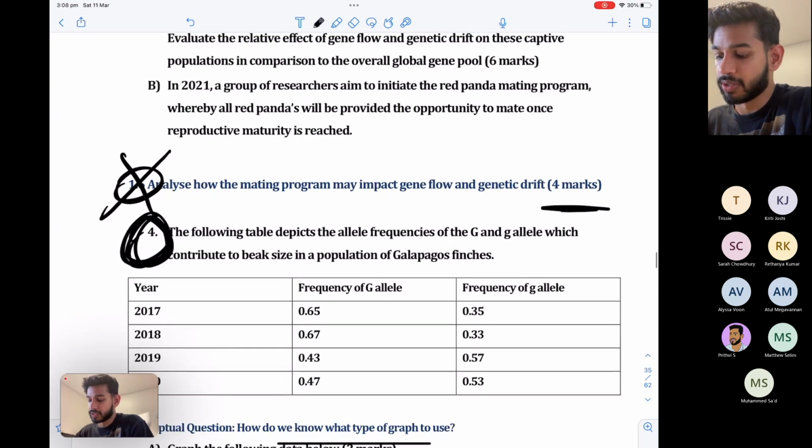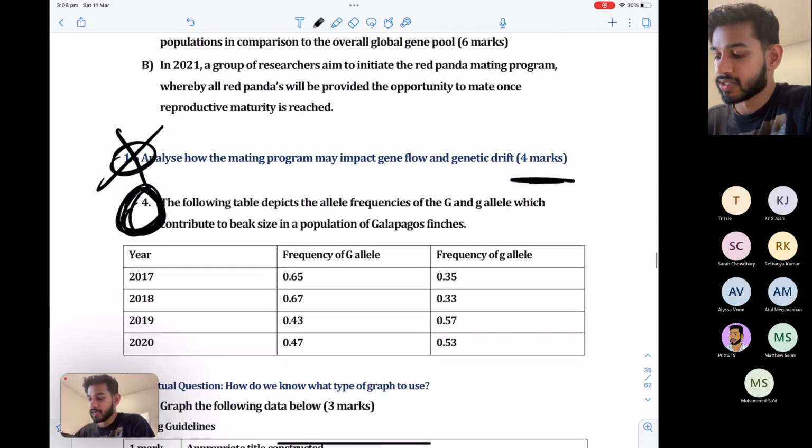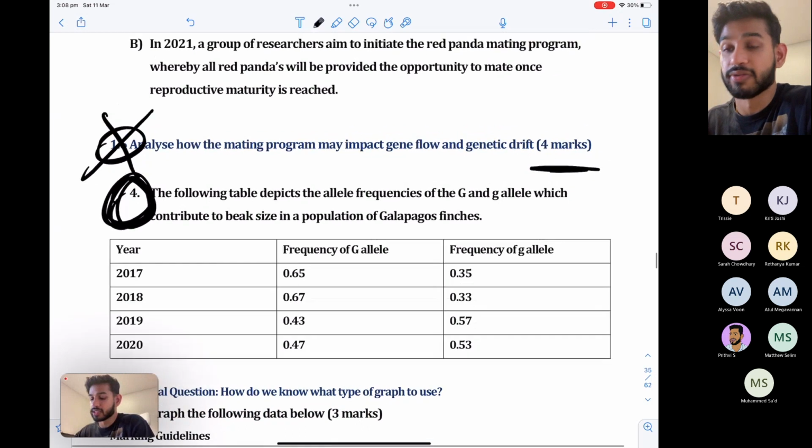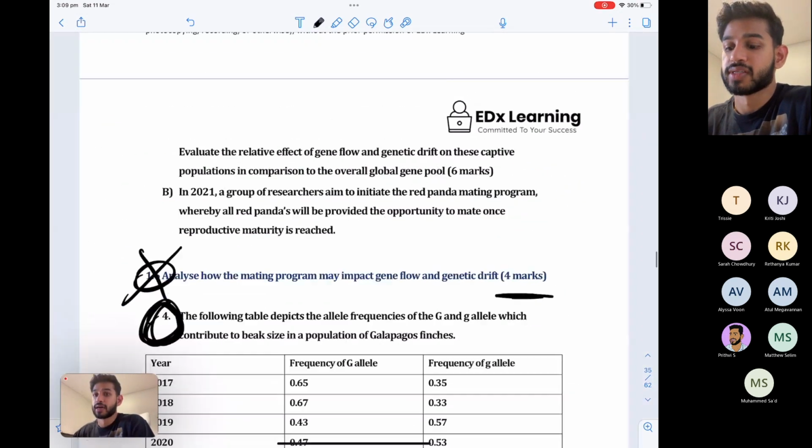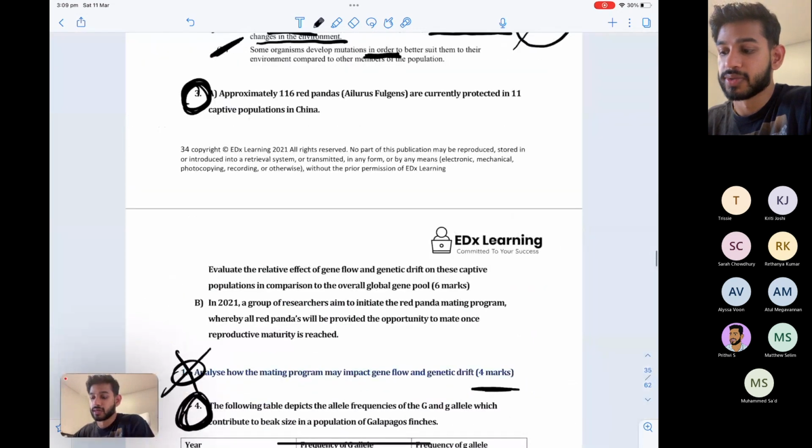Can you all see how it's showing you frequency of alleles? It's asking you to graph the data. It's asking you to justify why those alleles are changing. That's kind of exam questions you'll all get in your trial exams.